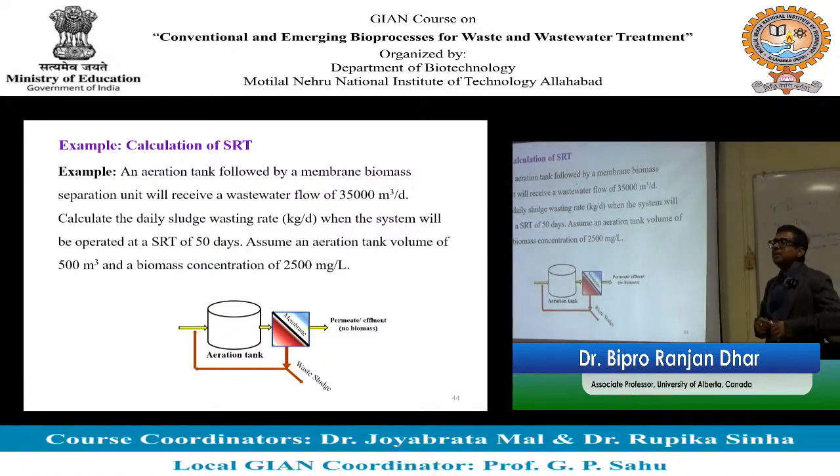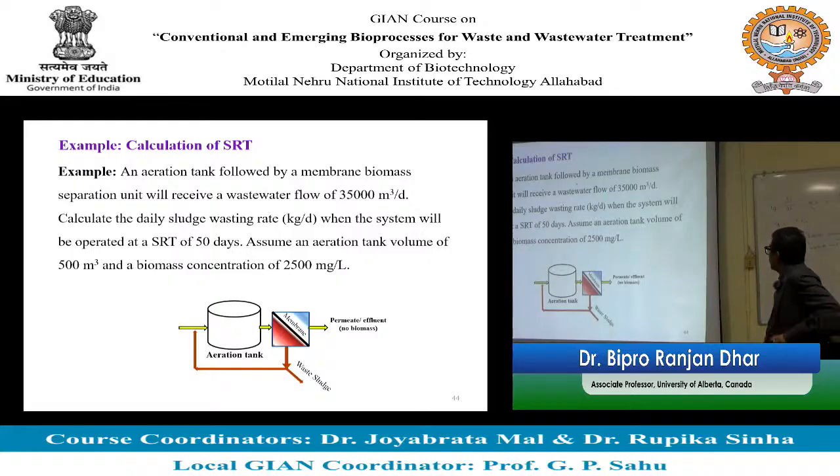At the beginning of today's lecture, I was mentioning that instead of a secondary settling tank, another option we can have is membrane separation. So this example is showing membrane separation. An aeration tank followed by a membrane biomass separation unit will receive a wastewater flow rate of 35,000 meter cube per day. Calculate the daily sludge wastage rate when the system is operated at an SRT of 50 days. Assume an aeration tank volume of 500 meter cube and a biomass concentration of 2500 milligram per liter.